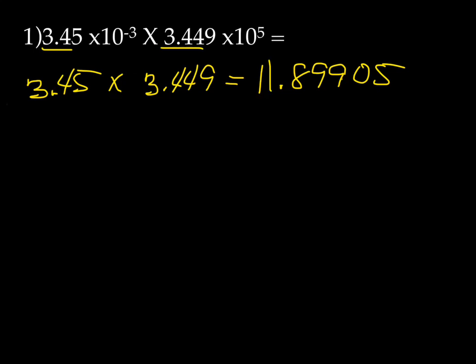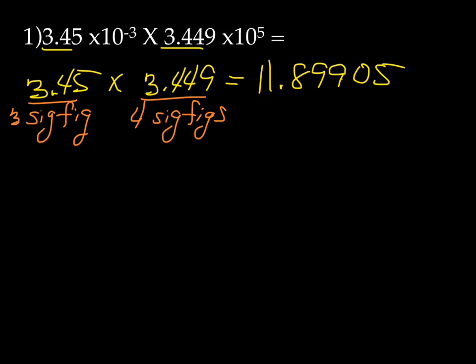So I go back to my problem, and the first number, 3.45, has 3 sig figs because it's made up of all non-zero digits. The second number is also made up of all non-zero digits, so it has 4 sig figs. So how many significant figures is our answer going to have? 3. So we're going to keep the 11 and the 8.